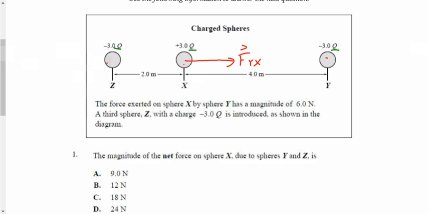Now, x is pulled towards z as well. We're not sure how big that force is, so we don't know how long to draw the vector, but we do know that z and x attract each other. Therefore, the force of z on x is to the left. Now, we know what Fyx is. It tells us in the question it's 6.0 newtons.